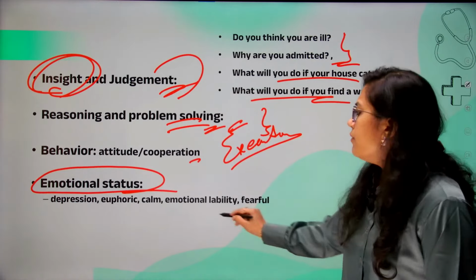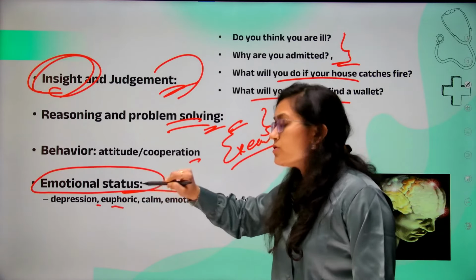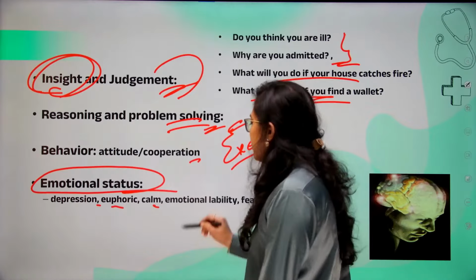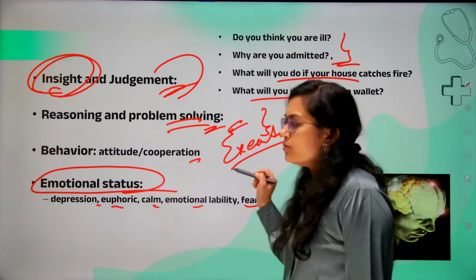So whether the patient is depressed, whether the patient is euphoric, in a different zone altogether, in a euphoric stage, whether the patient is calm, has emotional lability or is fearful.